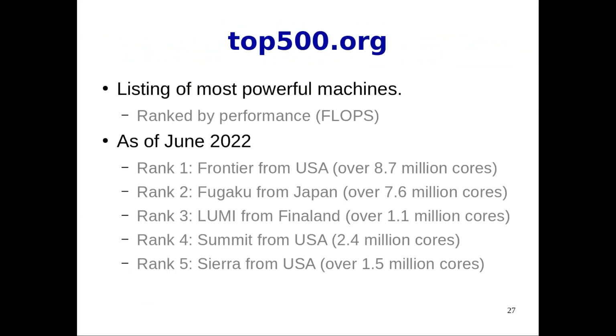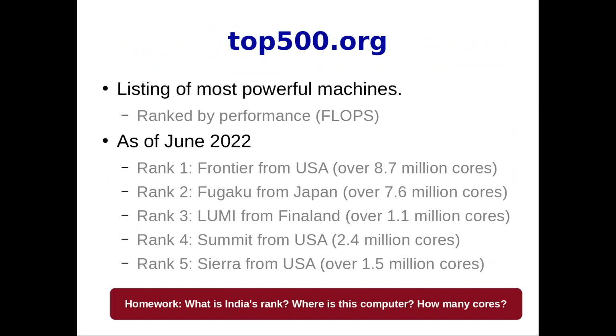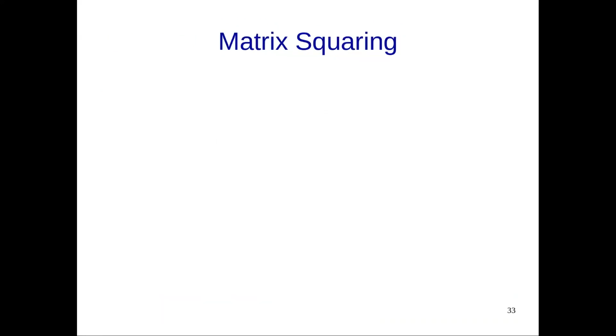Also, this is a little interesting from top500.org, which is the listing every 6 months. We keep track of the most powerful machines in the world, and currently, just as of June 2022, the US has become the top one in this case, and you can check what India's rank is.